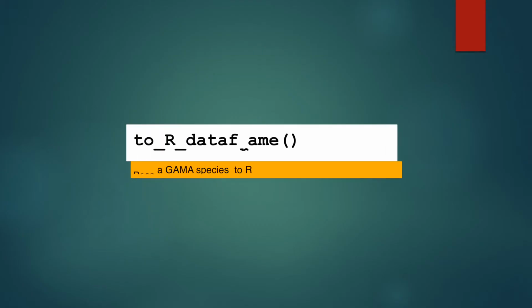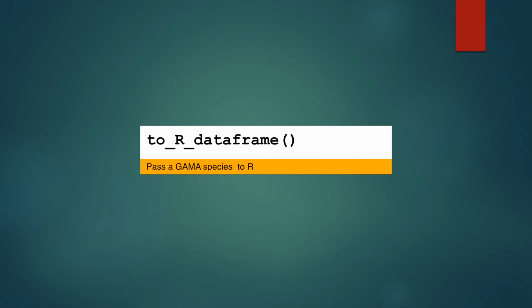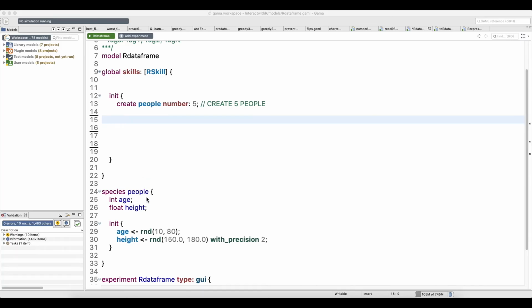This is our third example where we want to pass a whole gamma species to R. In order to pass a species, let's first create a species called people. We give 2 attributes, age and height. We say age is a random number between 10 and 80 and height is between 150 and 180 centimeters. We then go on to create 5 people agents.